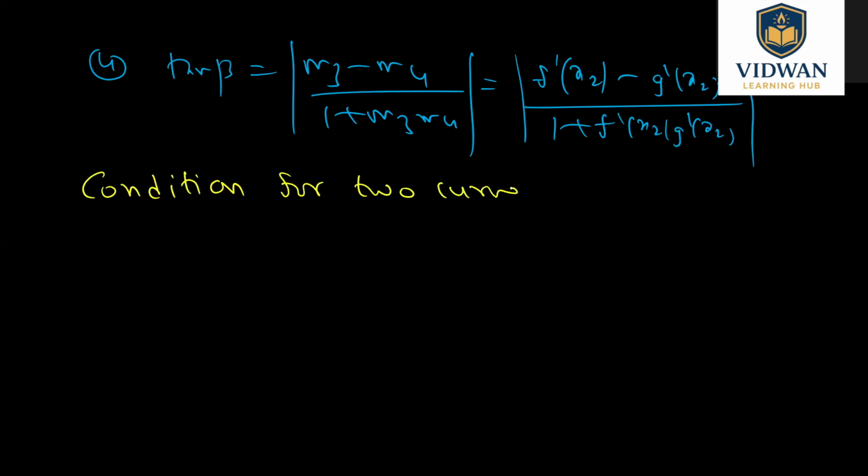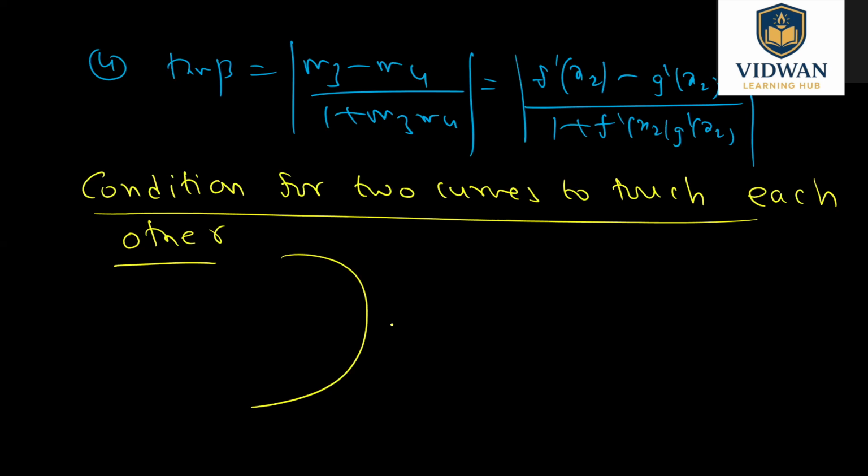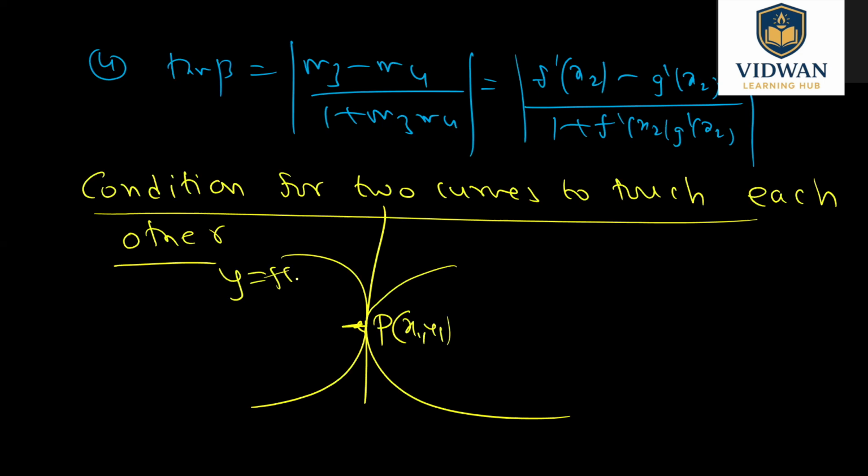For two curves to touch each other. So let's say two curves are touching each other at some point P like this. So let this point be x1, y1. The curves are y equal to f of x and y equal to g of x again. So that means they have a common tangent at P. So the value of derivative at P should be same for both.